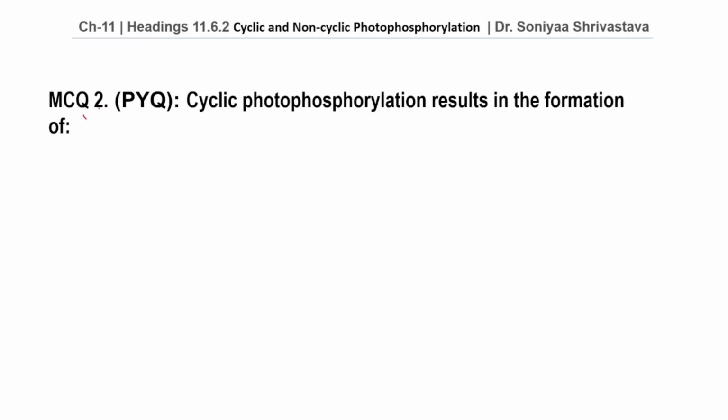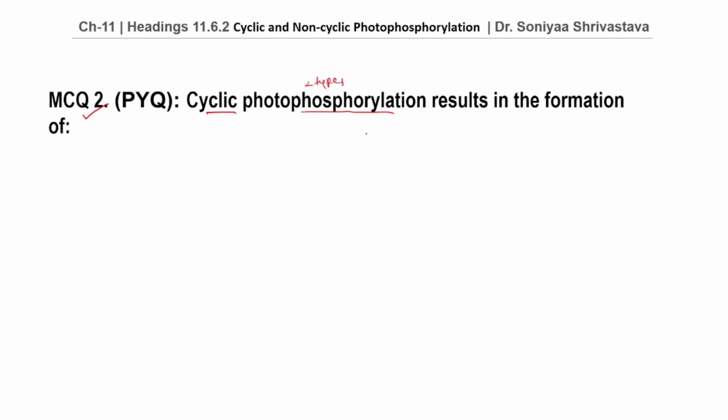Let's see MCQ number 2. Cyclic photophosphorylation results in the formation of. Student, in the previous video, we have seen that photophosphorylation is of two types. First one is non-cyclic and second one is cyclic. We have already seen the non-cyclic process.